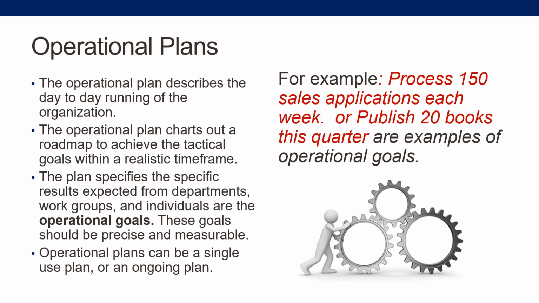The operational plan describes the day-to-day running of the organization. The operational plan charts out a roadmap to achieve the tactical goals, within a realistic time frame. The plan specifies the specific results, the operational objectives, expected from departments, work groups, and individuals. These goals should be precise and measurable. For example, process 150 sales applications each week, or publish 20 books this quarter, are examples of operational goals. Operational plans can be a single-use plan, or an ongoing plan.